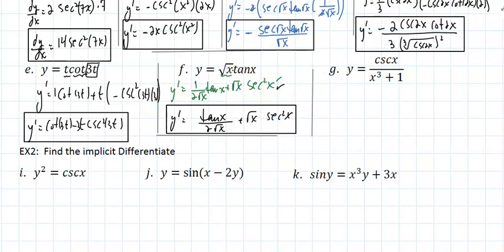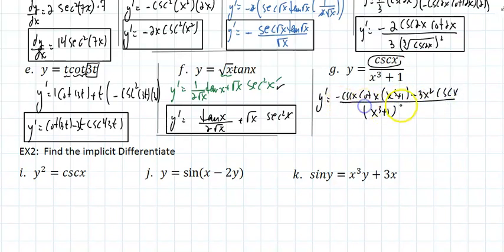And part G, the same deal. If I take y prime, derivative of secant is secant tangent, derivative of cosecant is cosecant cotangent with a negative, times x cubed plus 1, minus derivative of the denominator, which is 3x squared, times the top, all over the denominator squared. And that's a fine answer. You could leave your answer like that.